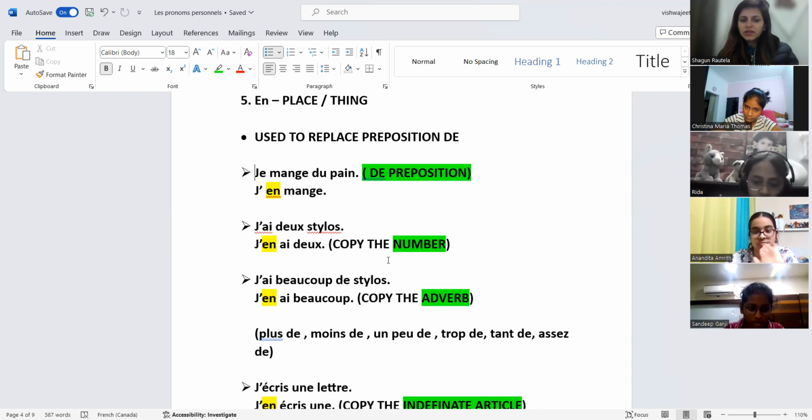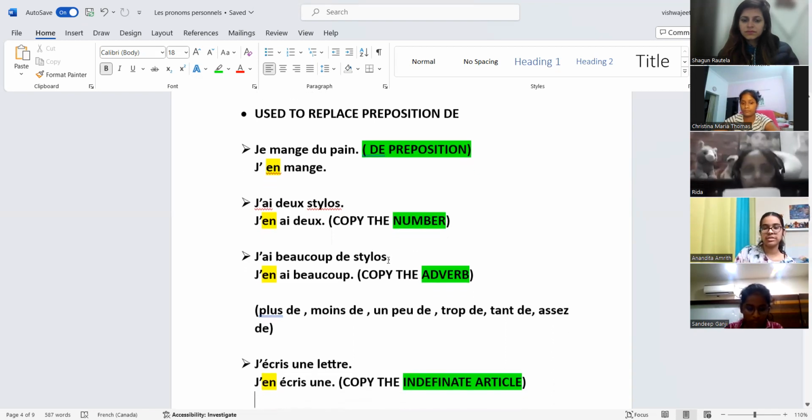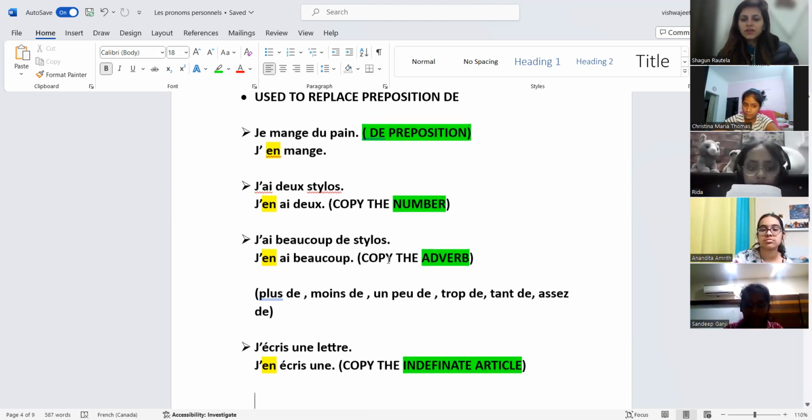It's used almost with Y, it's used with numbers, and copy the number. I want anybody out of you to brief it. Nandita, just brief what is happening in EN. En is used to replace the place or thing, and it replaces the de preposition, only the de preposition. En comes before the verb, and it also replaces numbers, adverbs, and indefinite articles. And you always have to write the number, adverb, and the indefinite article in the answer. Yes, très bien. Shrestha, let me know once you're done. Done, ma'am. All right.